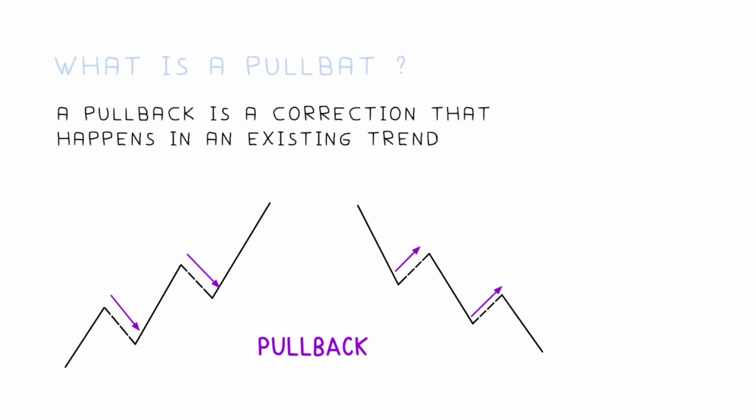First, let's start with the basics. What is a pullback exactly? A pullback is simply a correction that happens in an existing trend. So why is it so important to understand? Let me give you a scenario. Let's say that the current market is on an uptrend, and you're looking to enter a buy position.